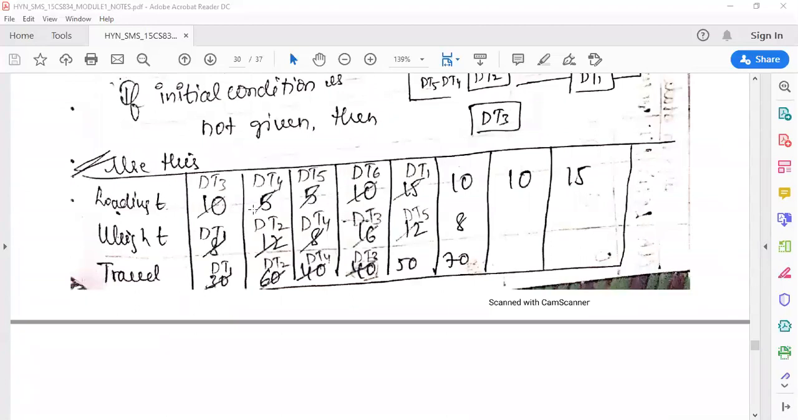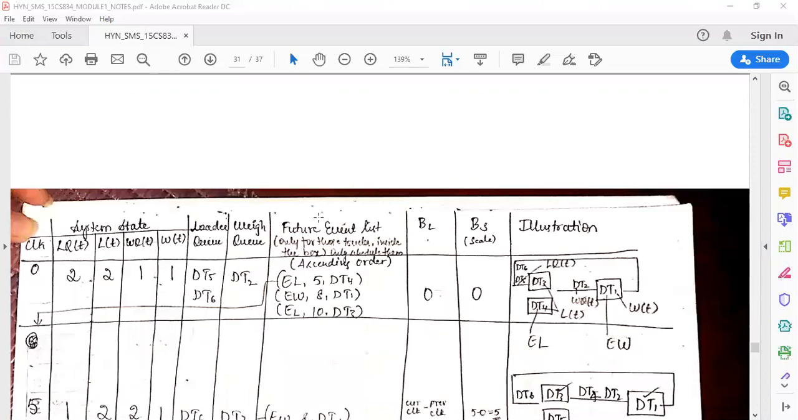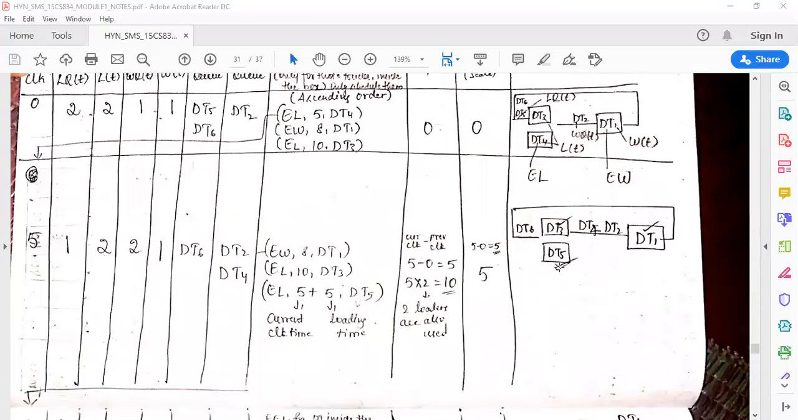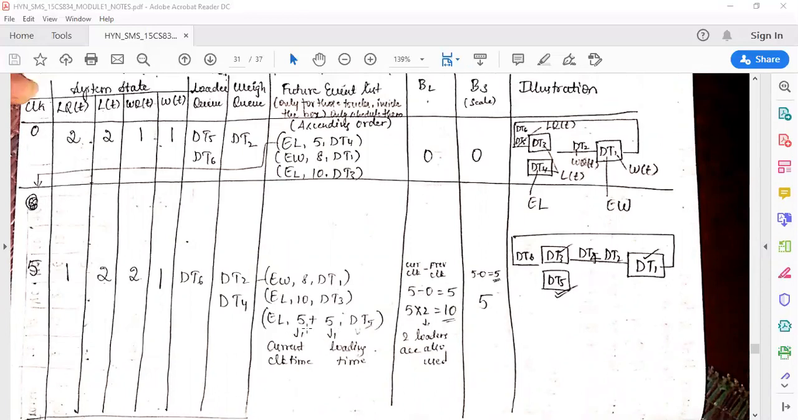So I'll go back, take a pencil, and strike out the next value for DT5. What is it? It is 5. So 5 minutes it needs for loading. When I say 5 minutes, I have to see the current clock time. From the current clock time 5, it needs 5 more minutes for loading, so I will write it as 5 plus 5. Always show this separation, otherwise marks will be reduced.